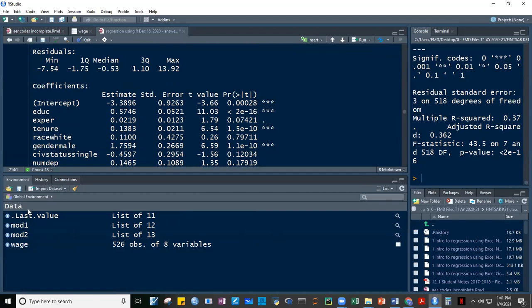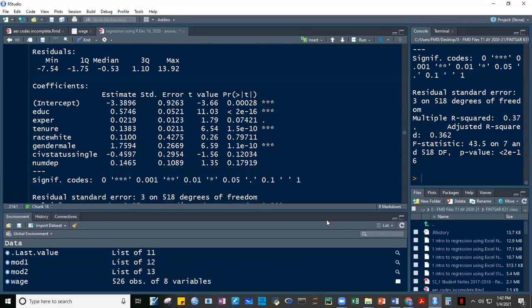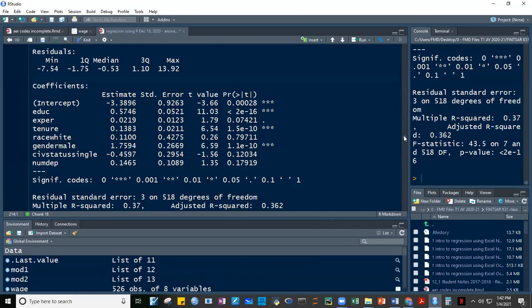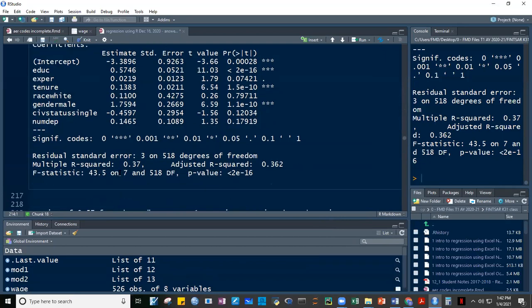Okay. So wage, 526 observations, guys. So we have 526 observations. So that's n minus k. So 526 minus 7, or 519 minus 1 to account for the intercept. So 518 degrees of freedom for your residual, 7 for your regression, for your explanatory variables. Okay, p-value is practically 0.